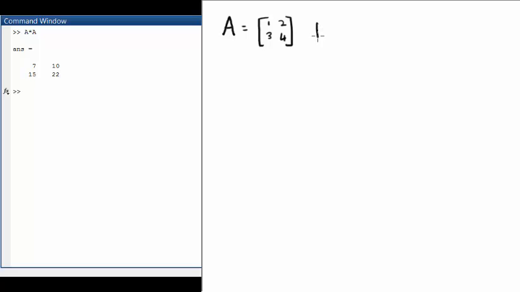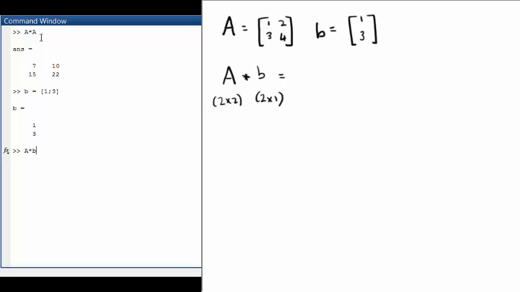Similarly, if we create a column vector, B, then we can calculate A times B because the inner dimensions agree. The number of columns in A is the same as the number of rows in B. The result will be a 2x1 column vector. We have the first row of A multiplied by column vector B, and the second row of A multiplied by column vector B.